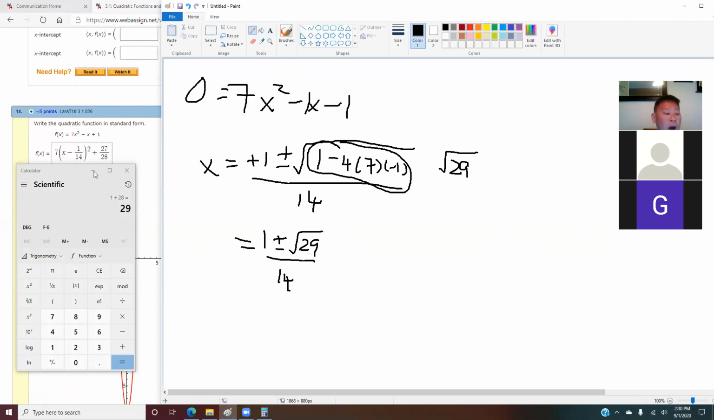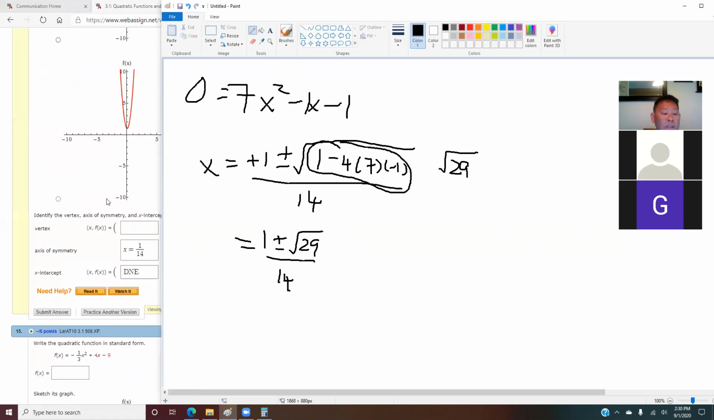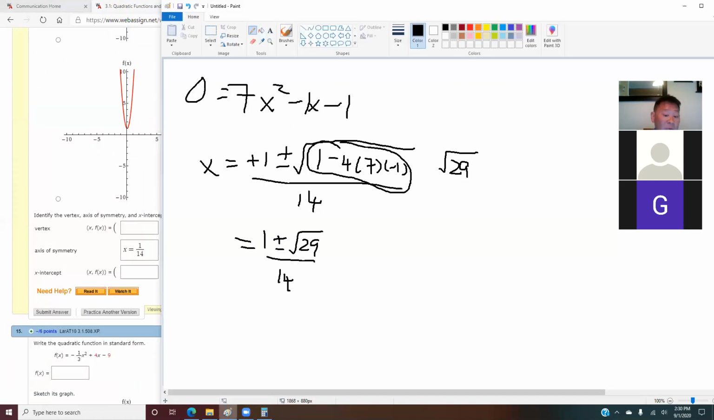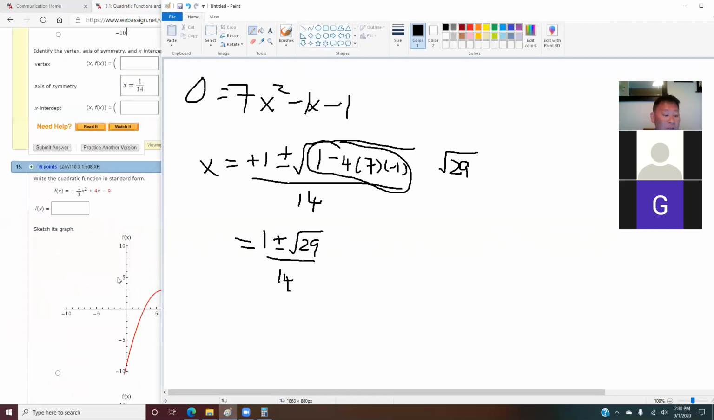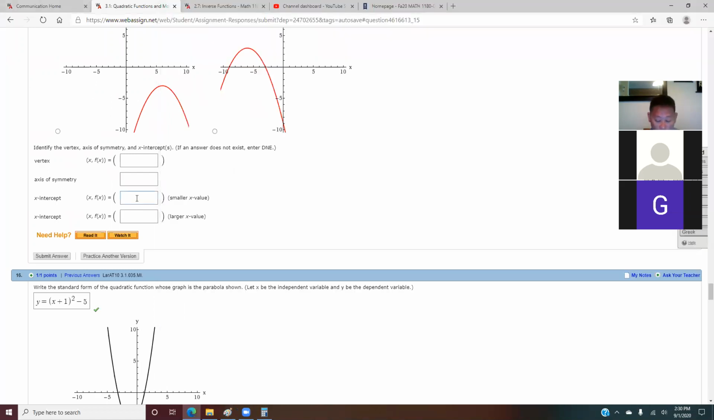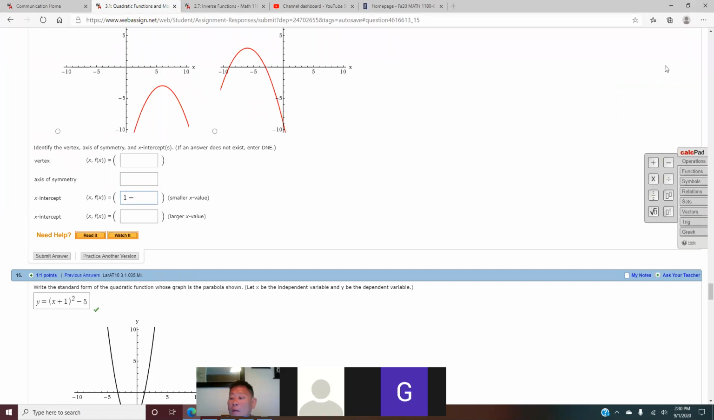But for your online homework, it's going to be in coordinates form. And sometimes, like in this question, they want you to put the small and the large. So make sure you know which one is the small one. The small one is the minus. So you have to put 1 minus square root of 29.